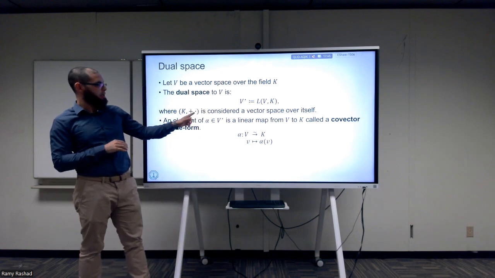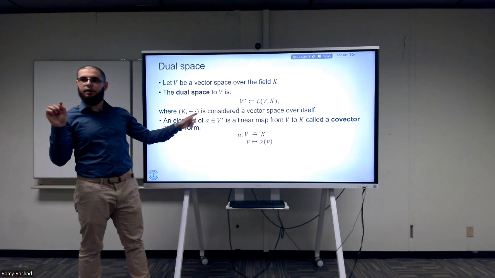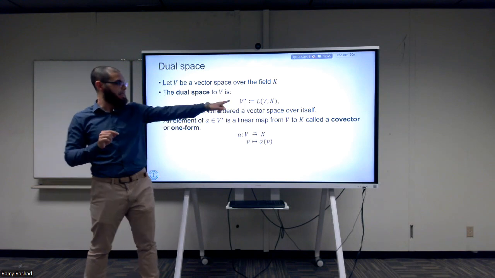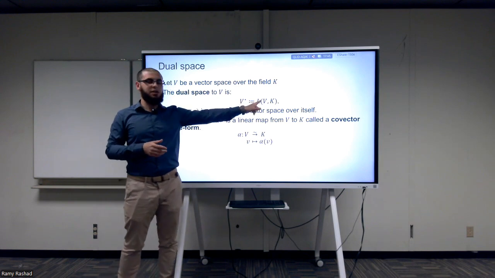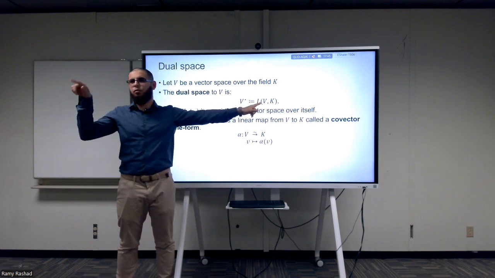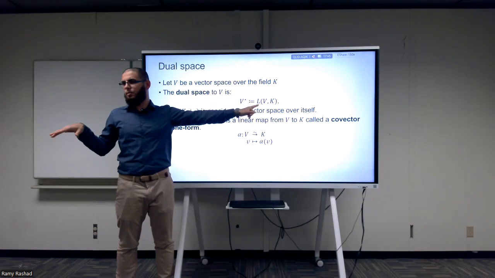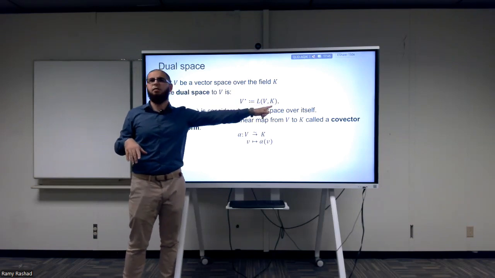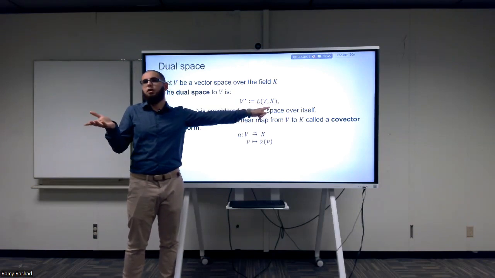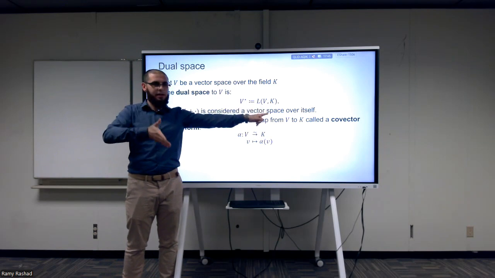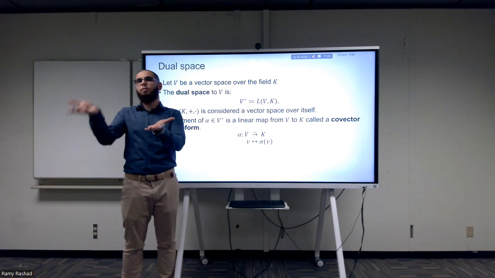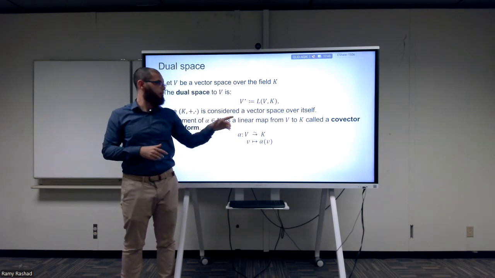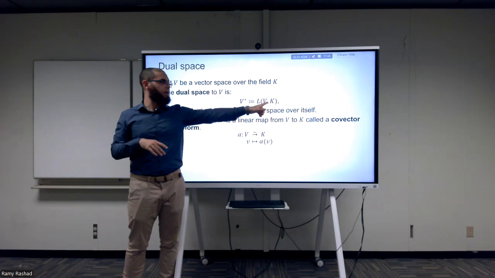K, with its addition and scalar multiplication, is considered to be a vector space over itself. You remember we said linear maps are defined between V and W, where V should be a vector space and W should be a vector space. But we're writing K here, and K was a field. So we can trivially define this field to be a vector space over itself. A field becomes a vector space over itself. So this is just a trivial case.